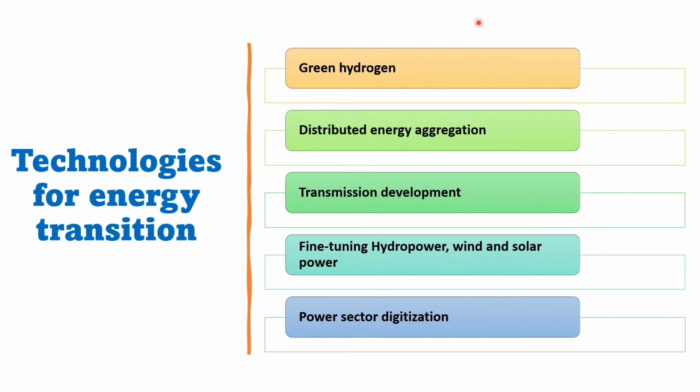The first one is green hydrogen. Hydrogen is said to be a kind of energy for which the technologies are not yet available for utilizing it. Because of its storage problem, there have been many limitations to using hydrogen as an energy source. So green hydrogen could be a critical enabler of the global transition to sustainable energy and net zero emissions in the economies.